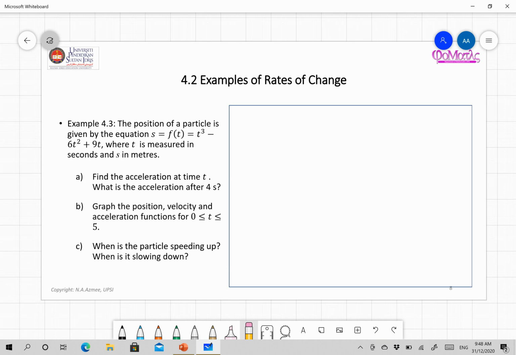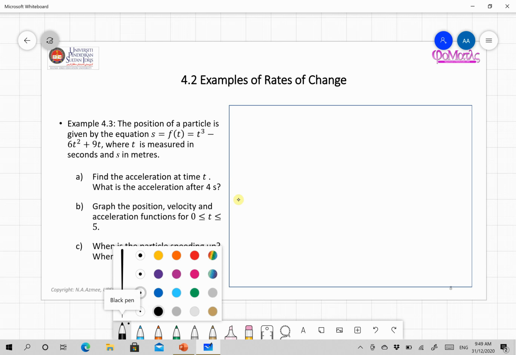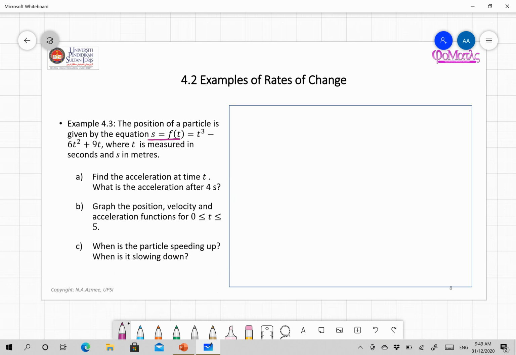In this video, I'm going to talk about an example which is commonly found in physics, and here is a direct application of higher derivatives. As you can see here, this is the position function s equals f(t), given by this equation, and this is just a polynomial of degree 3. So t here is the time measured in seconds and s is in meters.